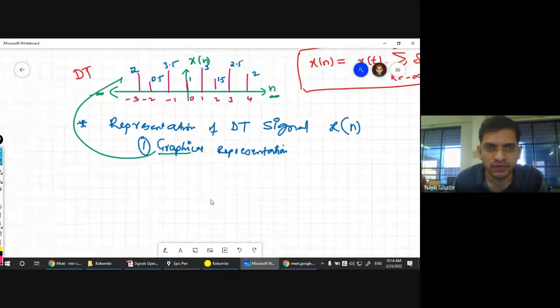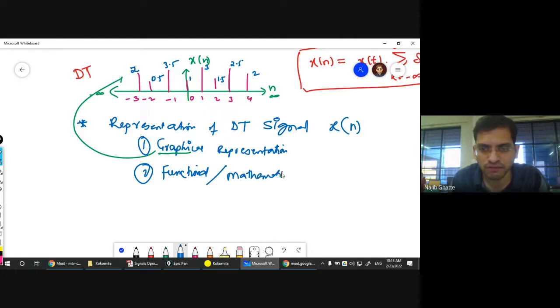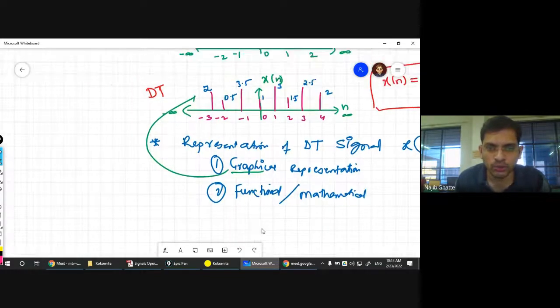Next, the second part we're going to discuss is the functional representation, also sometimes known as mathematical representation. What is the meaning of functional representation, mathematical representation? See how I'm going to write here. I'll showcase it to you.